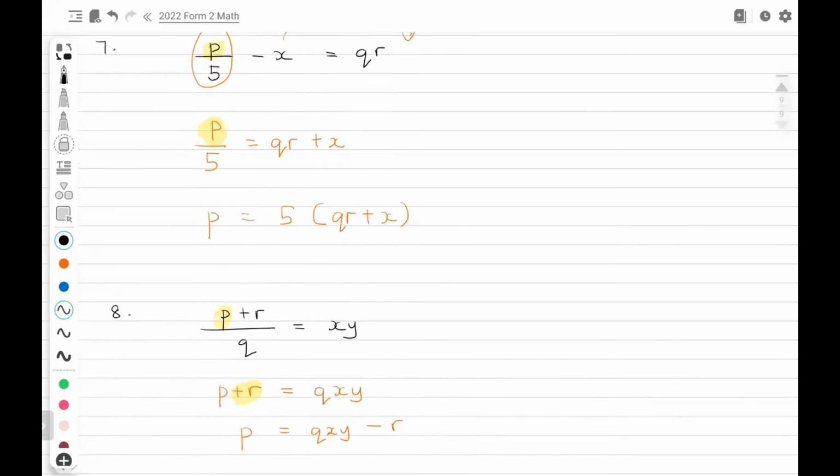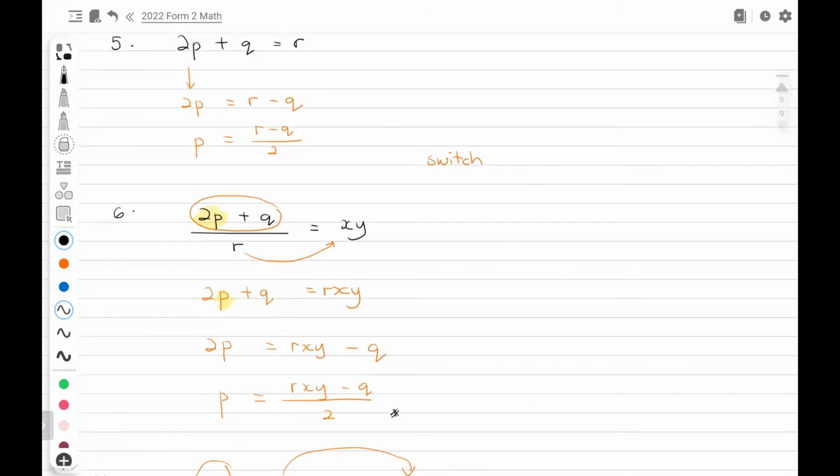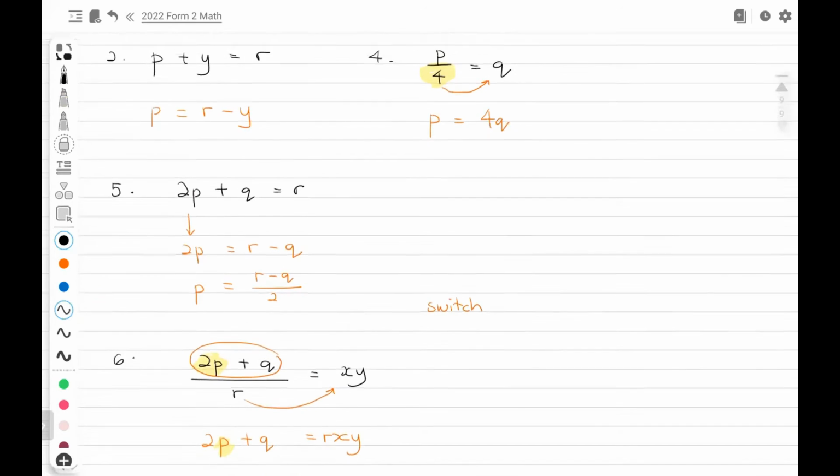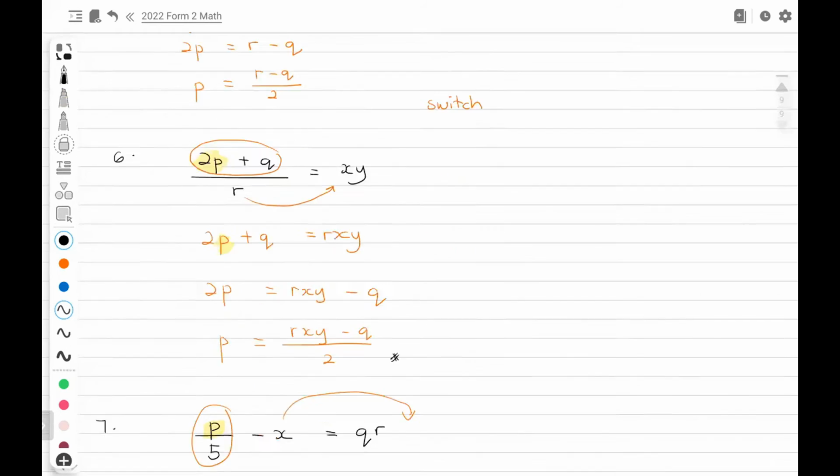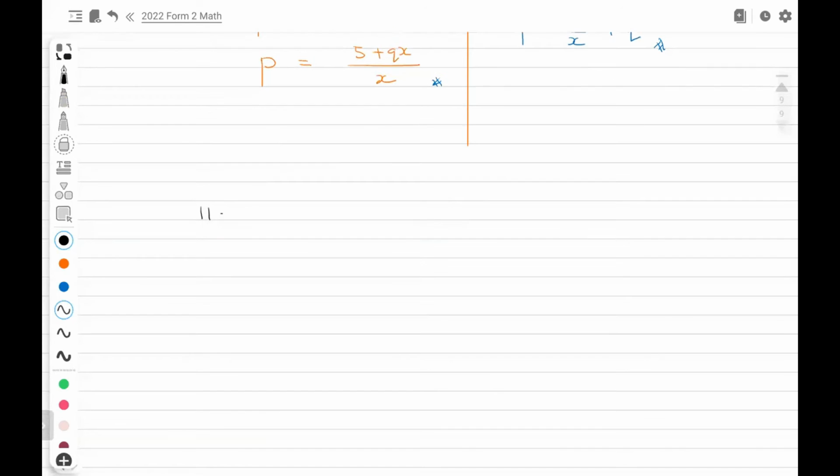Just now I said, if you want to make P the subject, don't change the position, right? If it's on the left side, just make sure it stays on the left side. Copy, paste, drag it down, and then copy, paste on. But that is one situation. You can switch the P to the other side. It will be something like this: 5 minus P equal to Q.